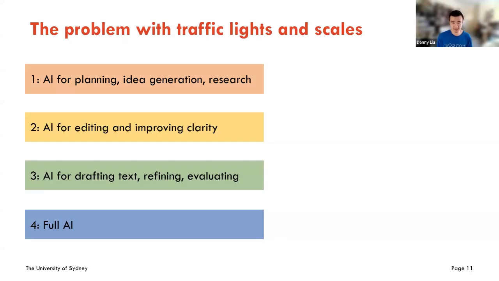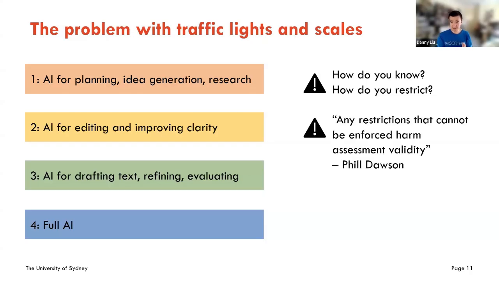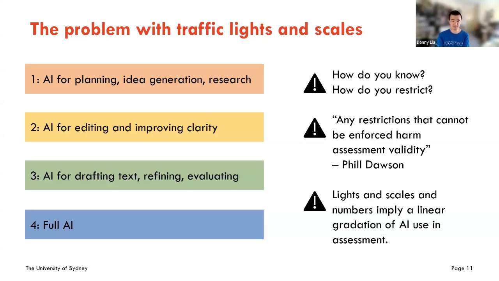There's a few problems with these traffic light systems and assessment scale systems. One of the problems is that there is actually no way to restrict this, okay? If you're saying to a student, this is a level 2 orange assignment, you're only allowed to use AI for editing or improving clarity. The problem is, how do you know? They could be using AI for drafting text and we would be none the wiser because there's no way to detect AI written text. We can't restrict and we can't know. Really, we can't enforce the restrictions that we are putting in place. And if you can't enforce a restriction, this actually harms the validity of your assessment. You're no longer measuring what you think you're measuring.